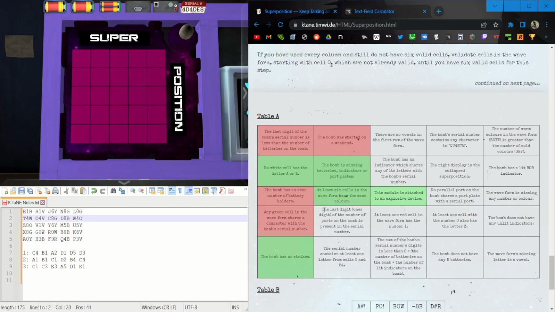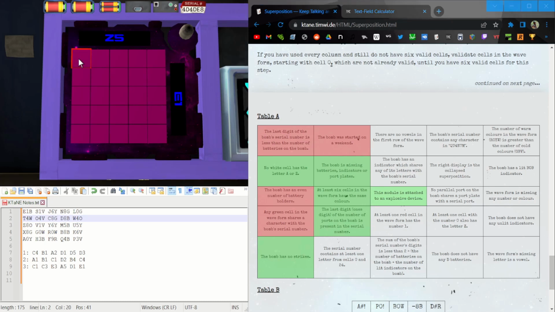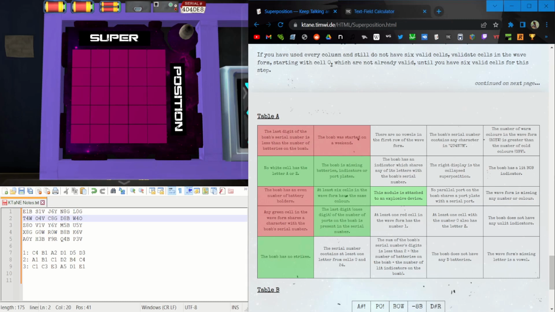The last digit of the ones digit of the number of ports in the bomb is present in the serial number. So basically what this means, take the number of ports modulo 10, and is that digit present in the serial number? In this case, we have 4 ports, and we do have a 4 in the serial number, so this rule is true. The serial number contains at least 1 letter from cells 0 and 24. So in this case, cell 1 is Echo, which it is, and then cell 24 is Papa, which it's not, but this rule is true.